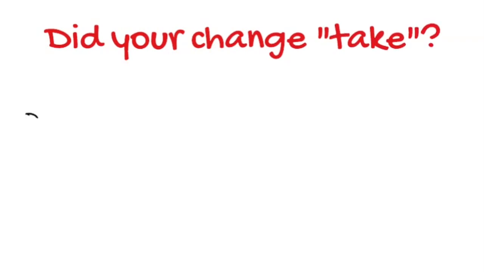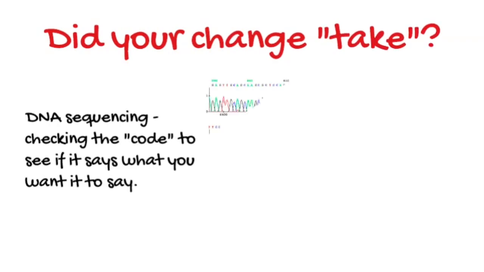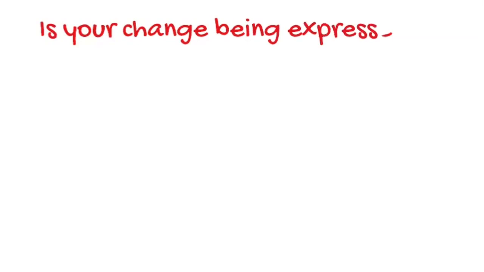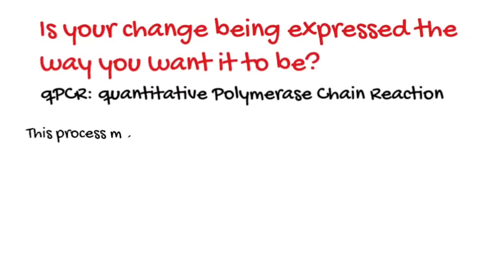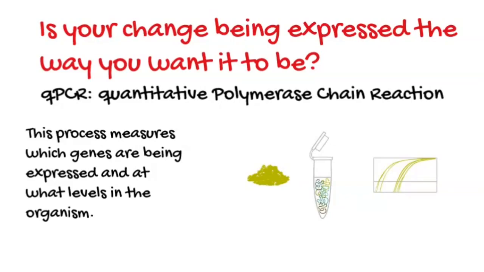Once you've carried out your genetic engineering, you want to sequence the DNA of your new organism to make sure that you've made the change that you intended to the sequence. If the sequence is correct, you're going to want to use quantitative polymerase chain reaction, or qPCR, to measure how your gene is actually expressed in the organism.